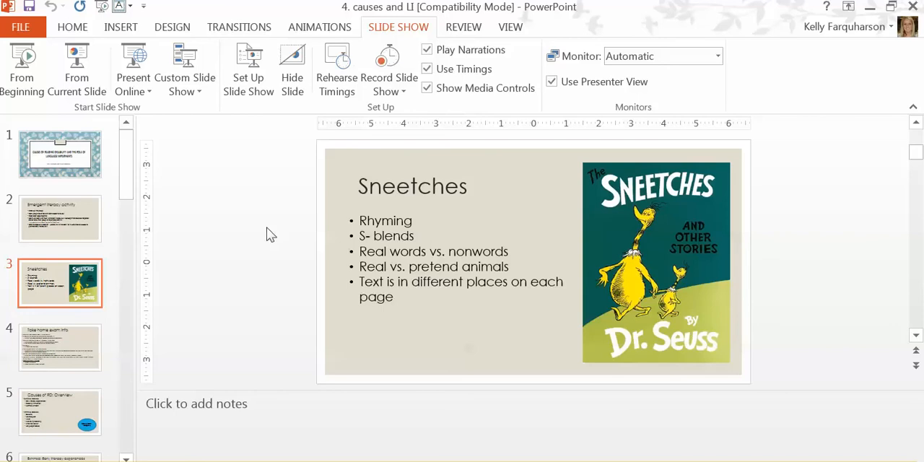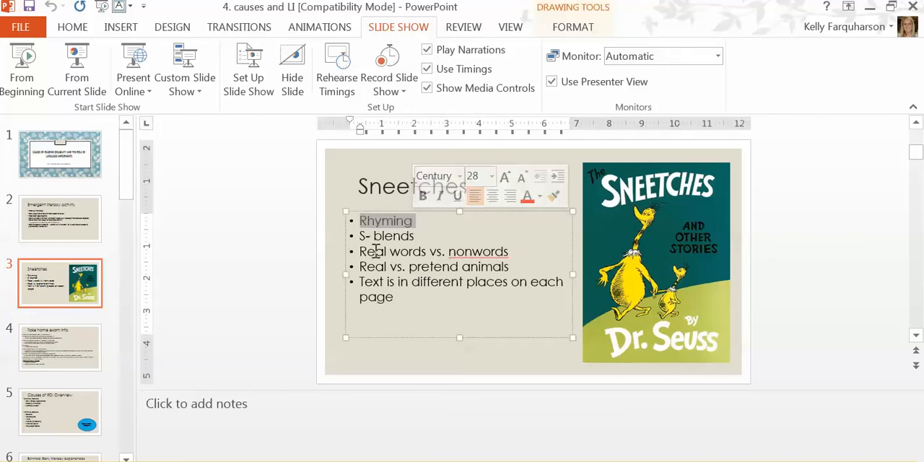And so how I was specific to the Sneetches book is that we have the opportunity for rhyming, but then also talking about real words versus non-words, as well as real versus pretend animals. And on each page of the Sneetches, the text is in different places, so it's not always the case that the text appears at the bottom of the page or always at the top of the page. It's in different places every time, so I think that is helpful for print referencing purposes.